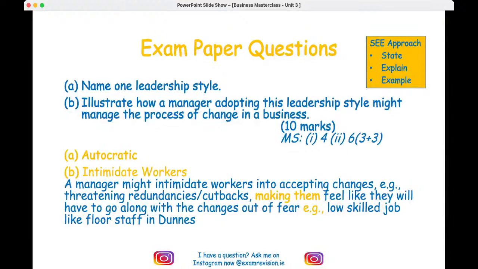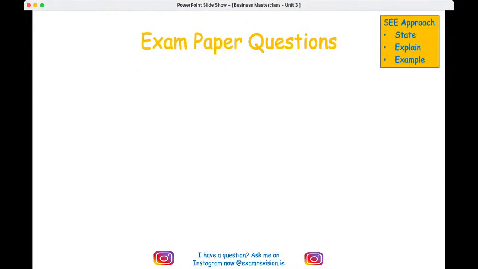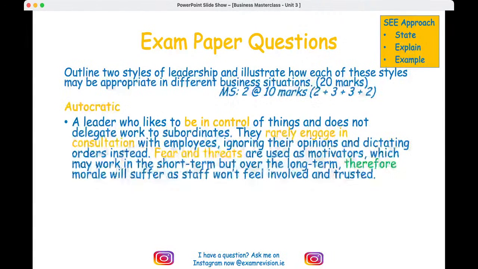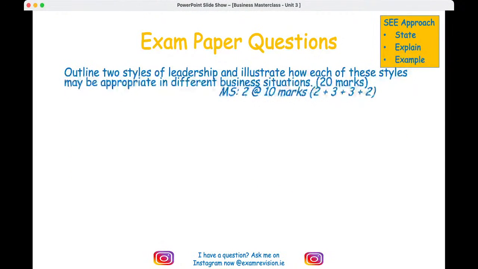Now, if we have another question, okay, so we have, say, outline 2 styles of leadership and illustrate how each of these styles may be appropriate in different business situations. 20 marks. Okay, so it says 2 plus 3 plus 3 plus 2. Okay, and it says 2 at 10 marks each. So you're kind of thinking, okay, what is this? How's this going to go?